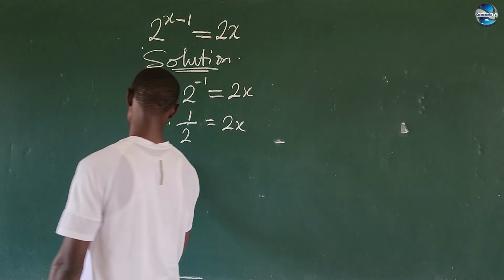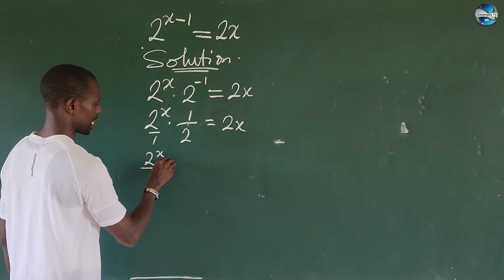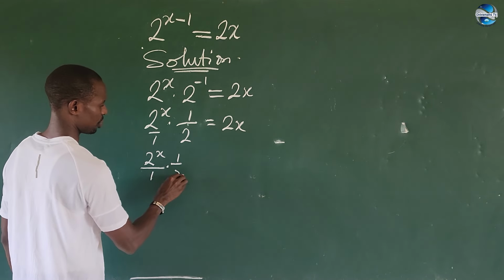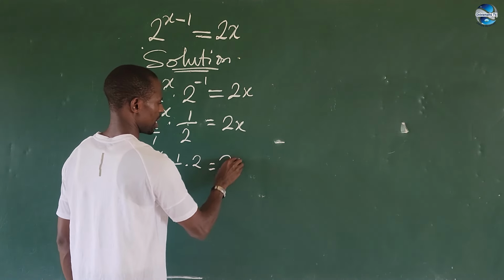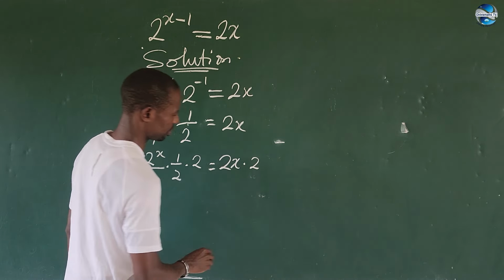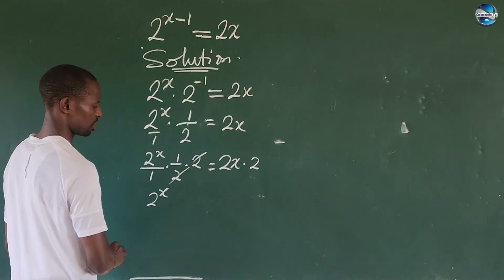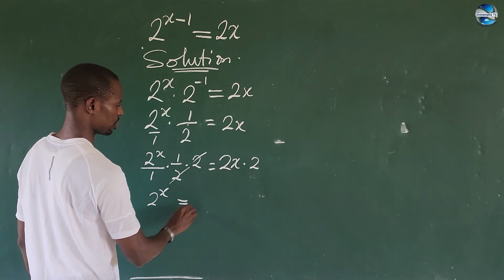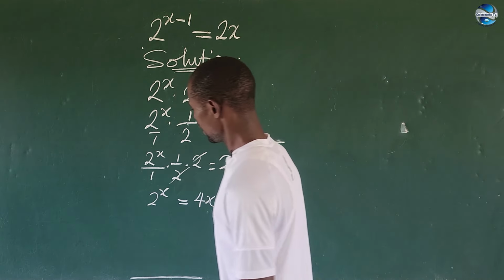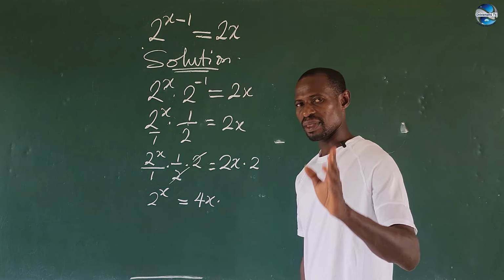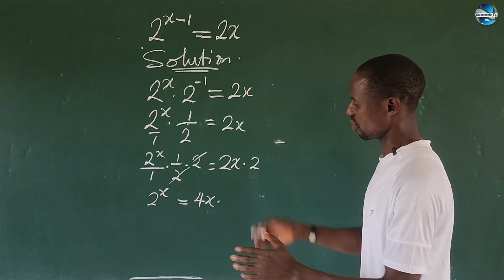So if we do that, we're going to have 2 to the power of x all over 1 times 1 all over 2 times 2. There we have 2 to the power of x, and the 2 cancels. So we now have 2 to the power of x is equal to 4x. Okay. So, like I said before, the answer to this is just x is equal to 4.